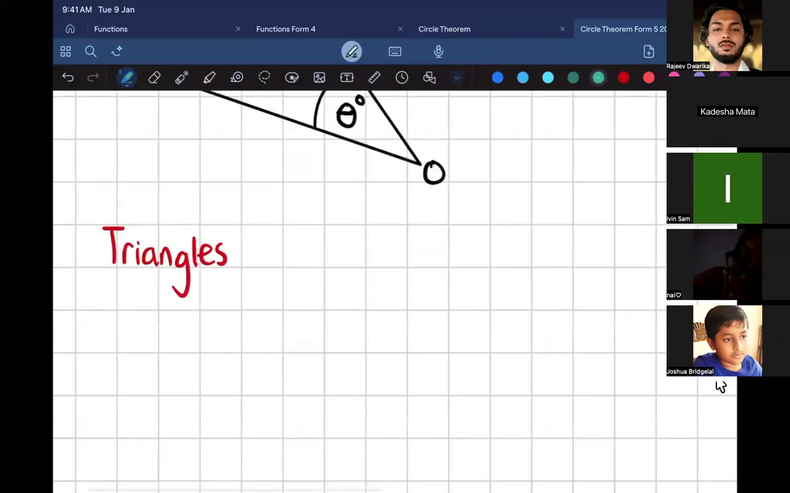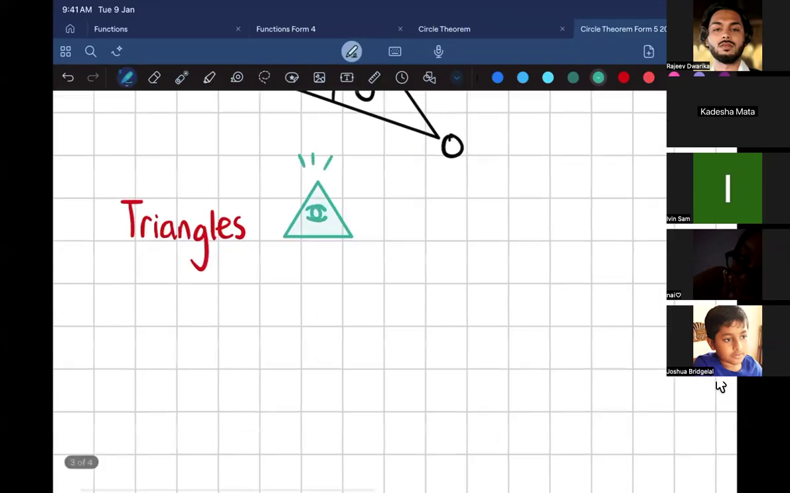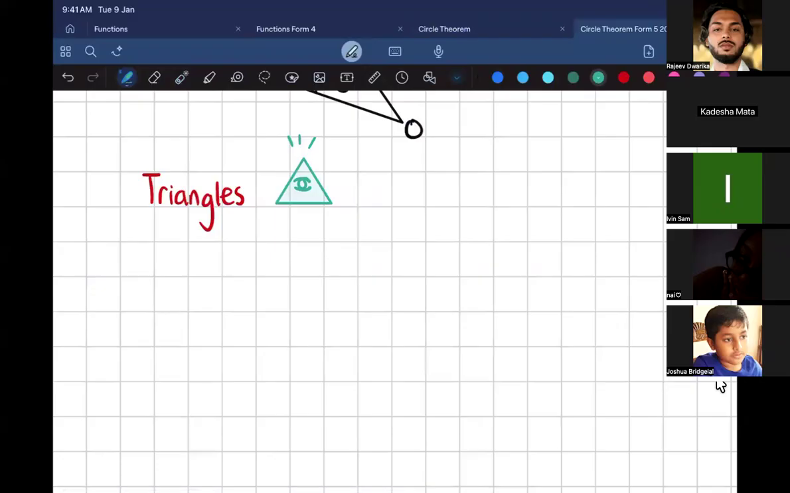Triangles. All right, we're going to look at triangles. The main kind of triangle we need to look at over here is an isosceles triangle. Other than that, you should know what the sum of angles in a triangle is.